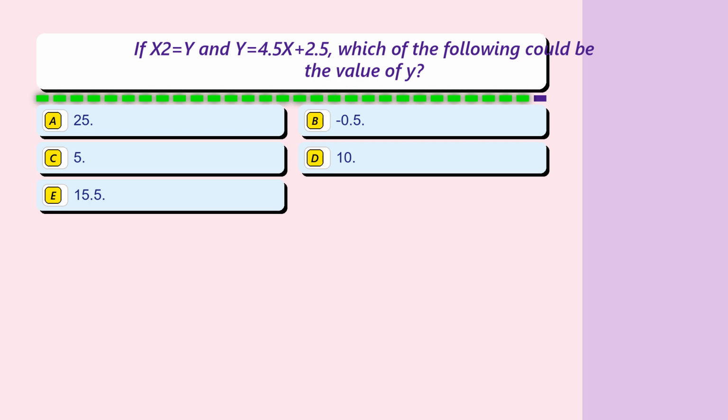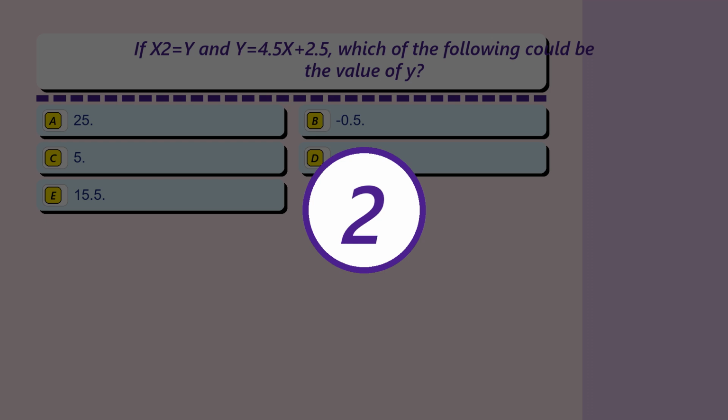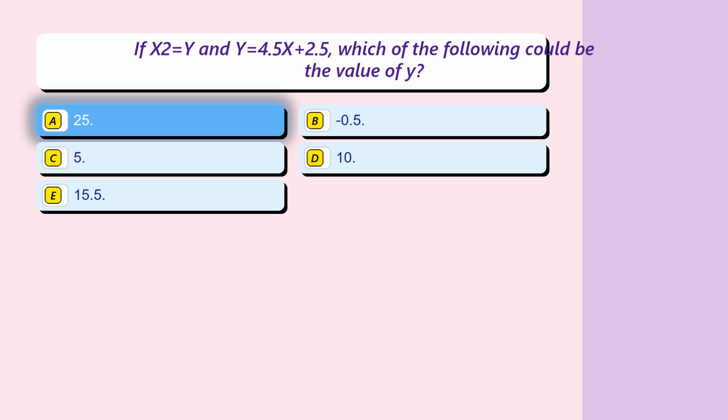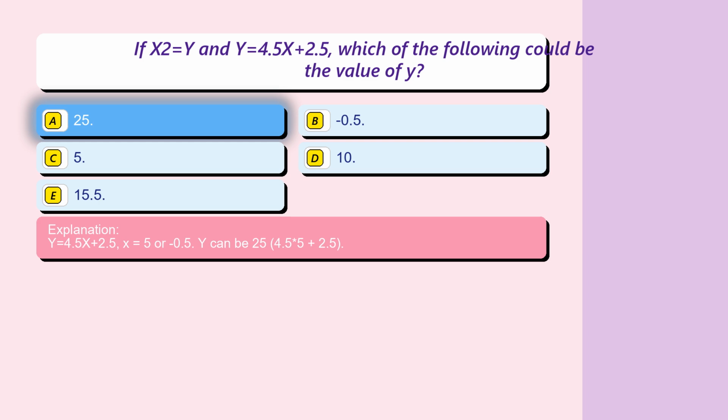Question 14. If x times 2 equals y and y equals 4.5x plus 2.5, which of the following could be the value of y? Option A 25, option B minus 0.5, option C 5, option D 10, option E 15.5. The correct answer is option A, 25. y equals 4.5x plus 2.5, x equals 5 or minus 0.5. y can be 25, 4.5 times 5 plus 2.5.